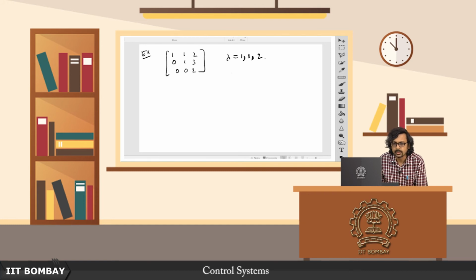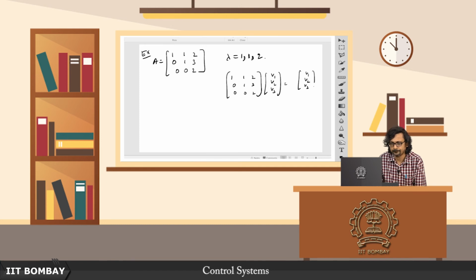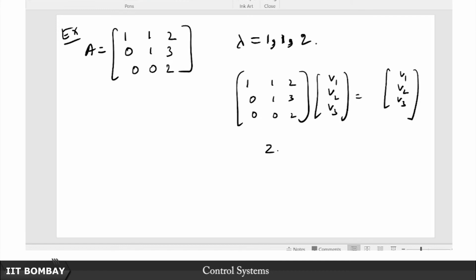So this is your A matrix, 1 1 2, 0 1 3, 0 0 2, times this V1 V2 V3 is going to be equal to V1 V2 V3, yeah. So then you get 2 V3 is equal to V3 from the last equation, so that basically tells you V3 must be equal to 0. From the second equation you see V2 plus 3 V3 is equal to V2, but of course this V3 is already 0 as we know, so this is basically identical, V2 is equal to V2, it does not say much.